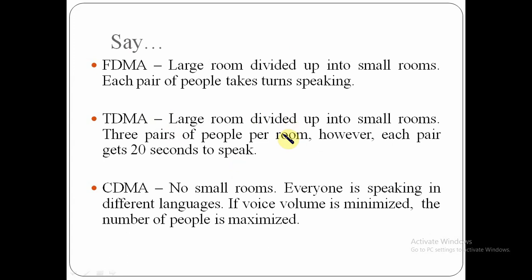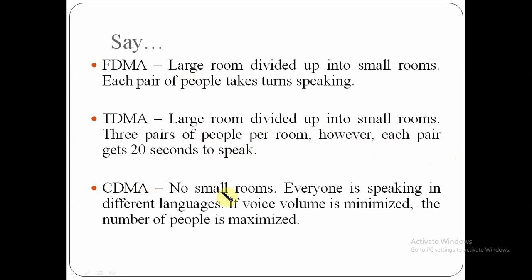Here is one example related to rooms, that is FDMA. A large room is divided into small rooms. In between, each pair of people takes turns speaking. In TDMA, the large room is divided up into small rooms, but with three pairs of people per room. However, each pair gets 20 seconds, meaning we give a time duration to each user. It is divided the same as FDMA, into small rooms, but we give the times.